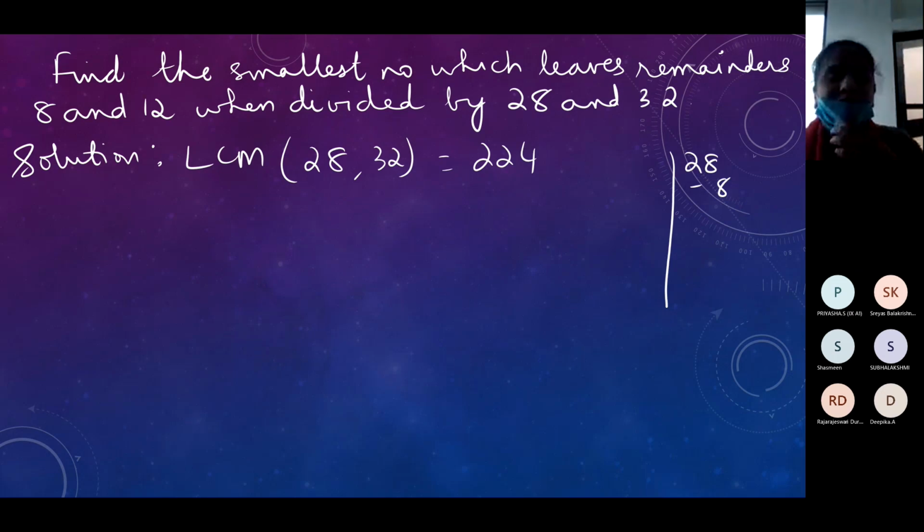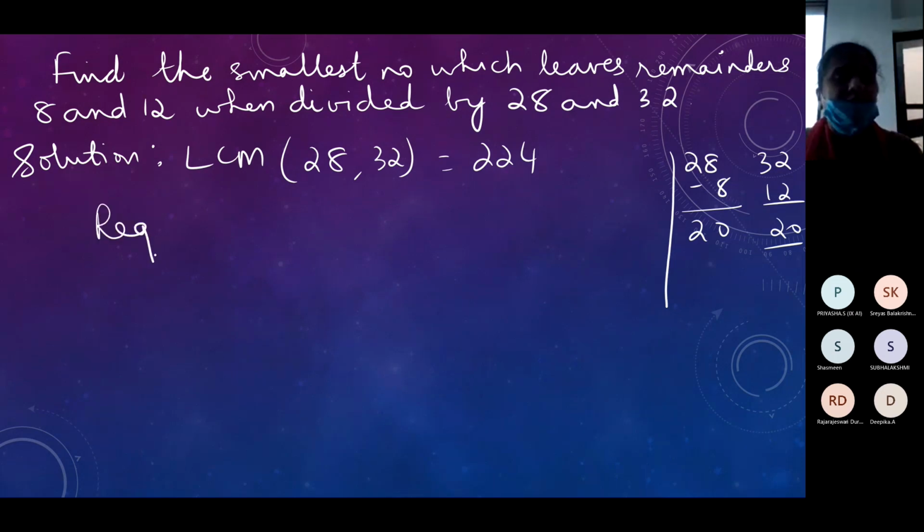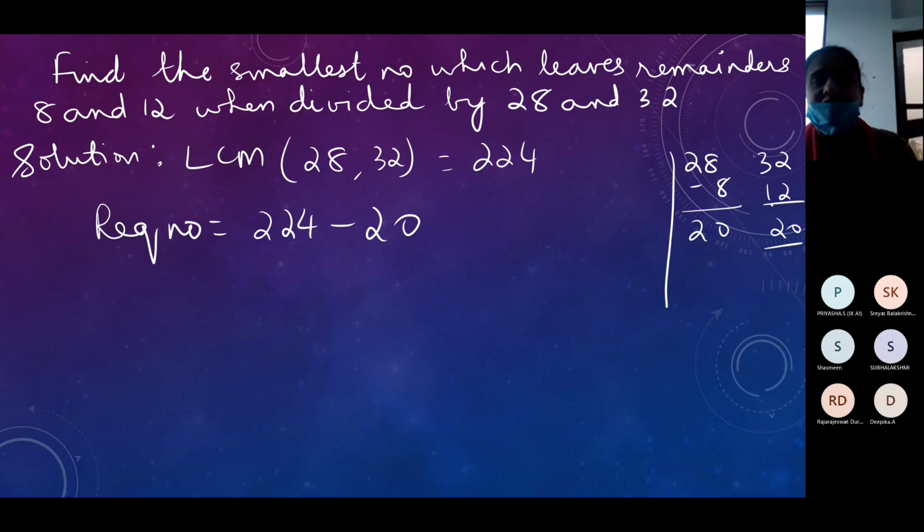So what you do, take up these numbers 28 and 32. Subtract the remainders. You get 20 here. And when you subtract 12, you get 20 here. Now this number should be subtracted. So the required number, you can check if you want. Required number is equal to 224 minus 20. How do you get 20? Like this. From this working, we get 20, which is 204.